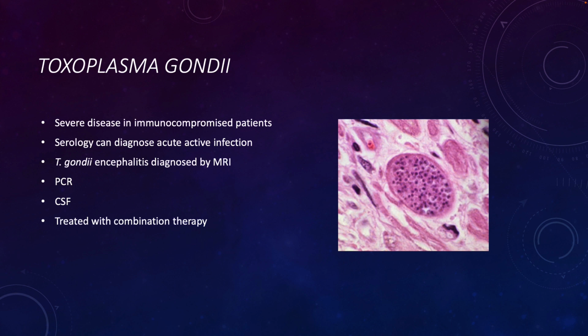So again, Toxoplasma can cause severe disease in immunocompromised patients. This is what it can look like embedded in tissues. Serology can diagnose an acute active infection. Encephalitis would be diagnosed by MRI. Of course, you can do PCR. You can look at the CSF, and it can be treated with combination therapy.